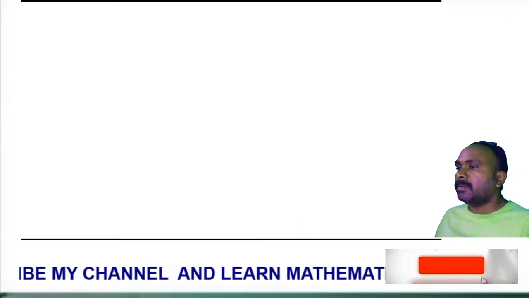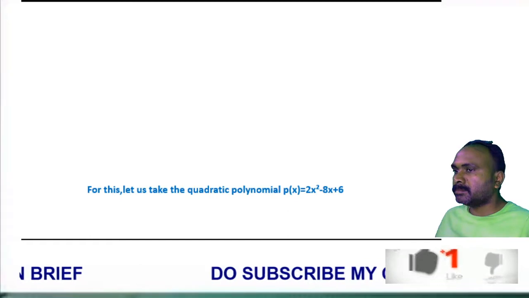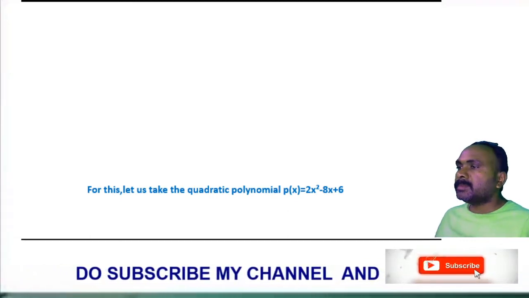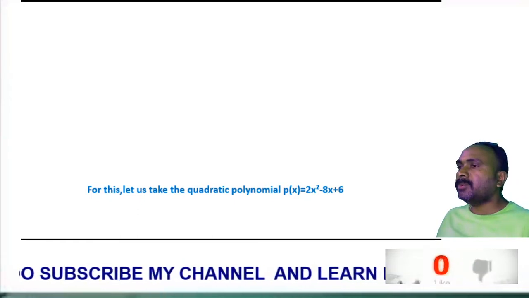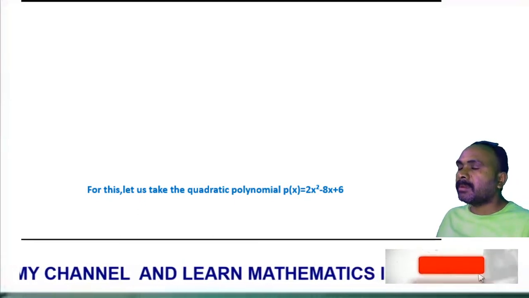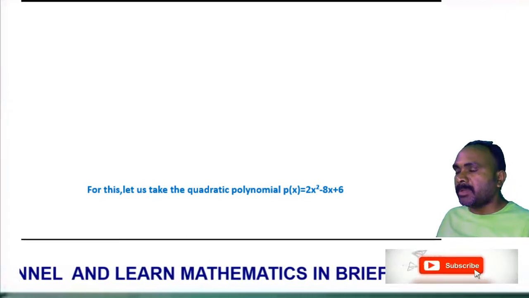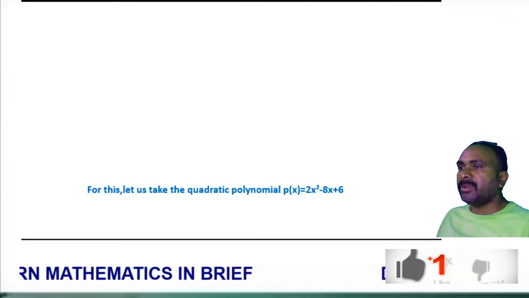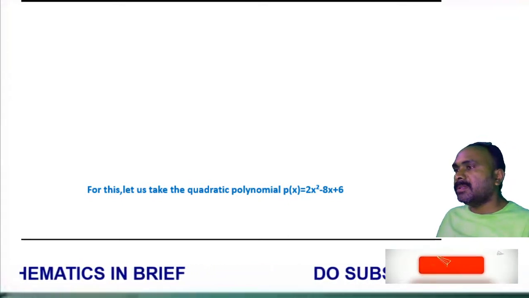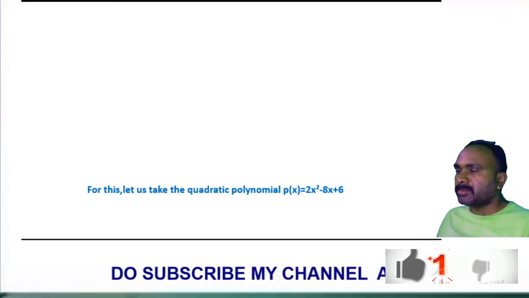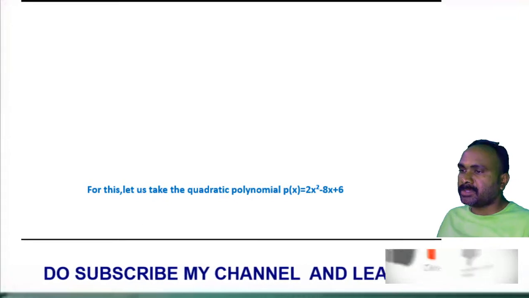Here, today we are going to discuss working with polynomials. It means verifying coefficients, zeros, and their relationship between coefficients and zeros of a given polynomial.